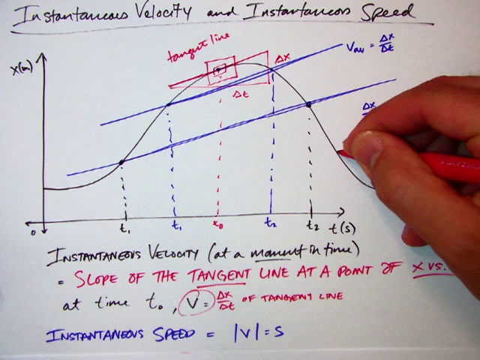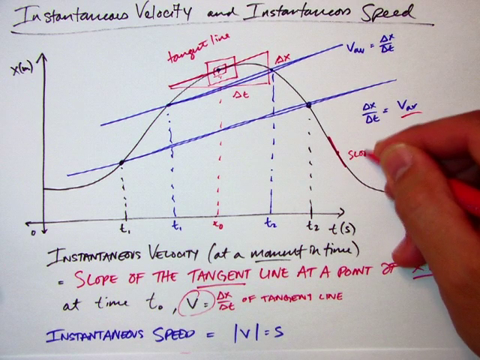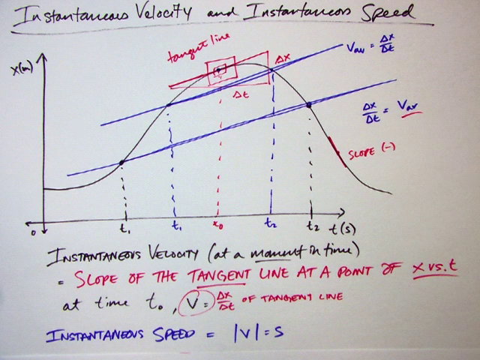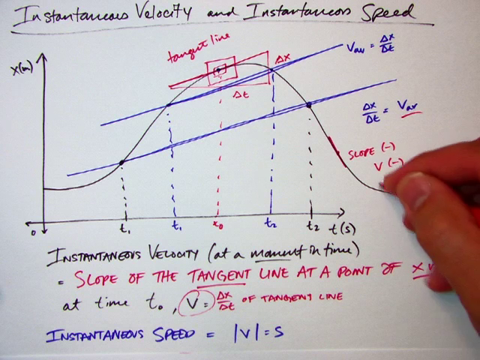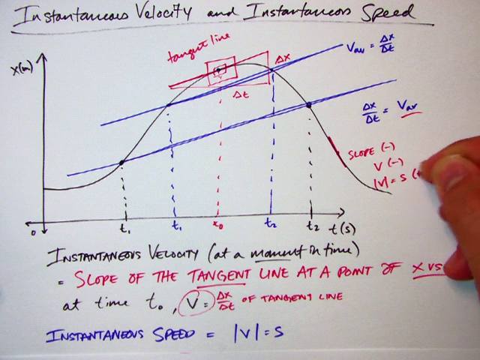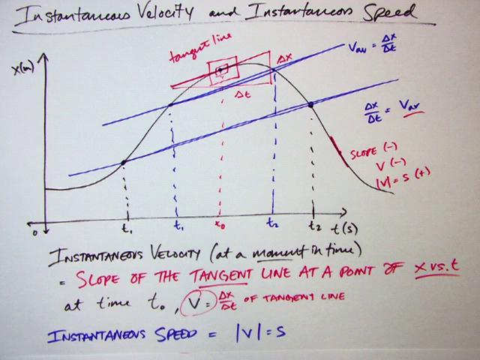So if I'm looking at this point here and I find my slope is negative, because it's decreasing, my instantaneous velocity would be negative, but the absolute value of v would be my speed, which would be the positive value. So that's how we identify the instantaneous velocity, or the velocity at a specific moment in time of an object from its position versus time graph.